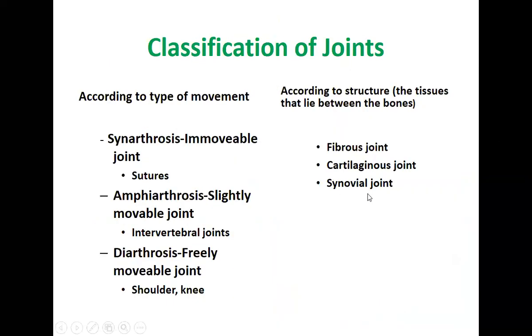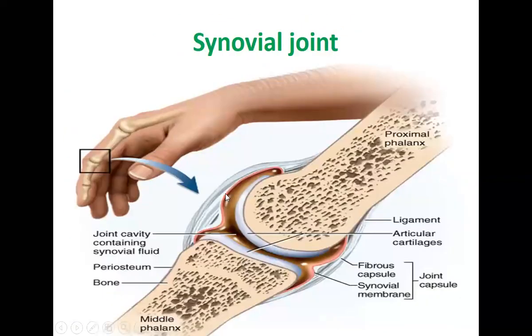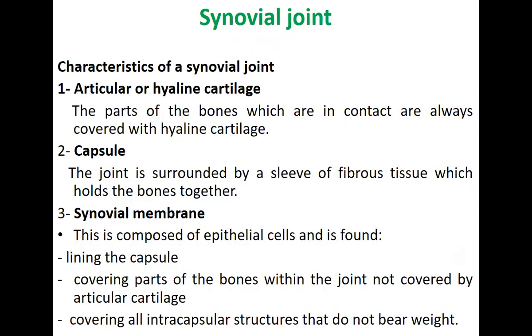This is the synovial joint. This is an example of the synovial joint. This is the true joint, where the bones actually have very good movements. What are the characteristics of the synovial joint? How do you identify the synovial joint?